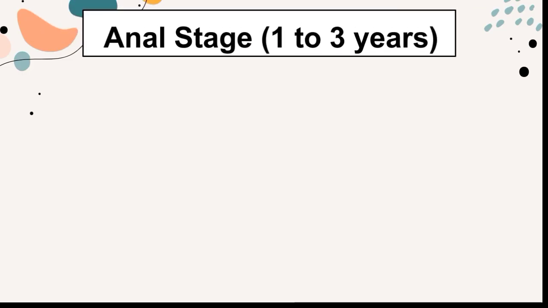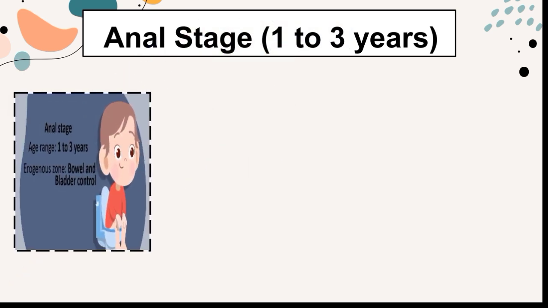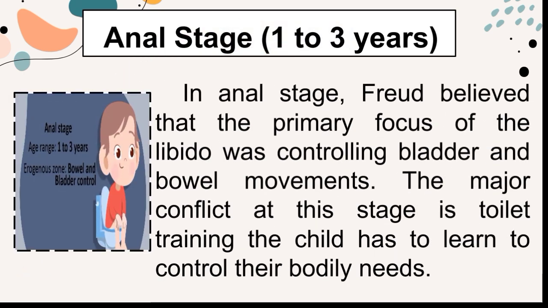The second stage is the anal stage, 1 to 3 years. In anal stage, Freud believed that the primary focus of the libido was controlling bladder and bowel movements. The major conflict at this stage is toilet training. The child has to learn to control their bodily needs. The erogenous zone is the bowel and bladder control. So ang bata ni is mag-control siya sa iyang paghihi o paglibang.